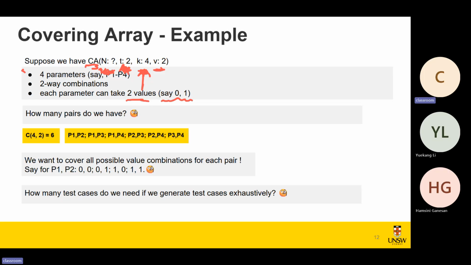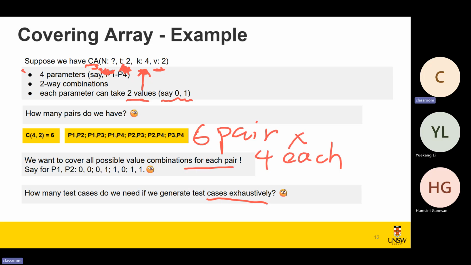Is it 4 times 6? Is it 24? To exhaustively test, to generate the test cases. So we have 6 pairs, right? And each pair can take 4. Is it 4 times 6? Yes? Actually, no, it's only 16.